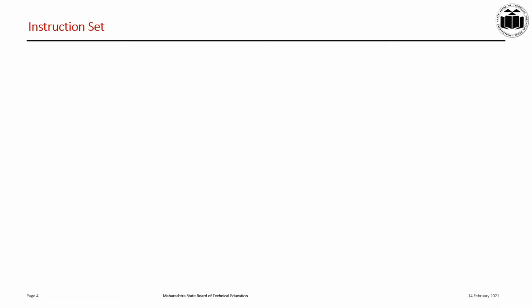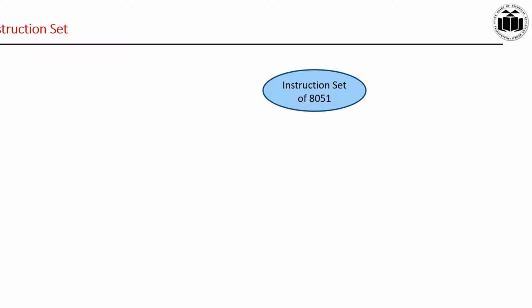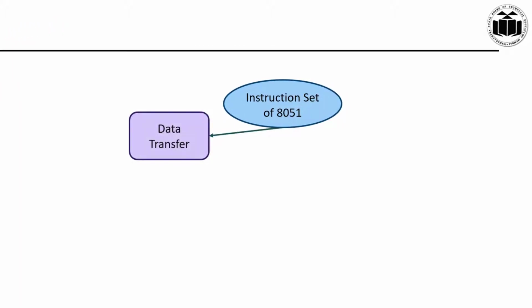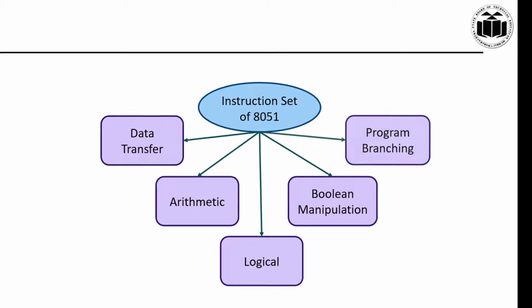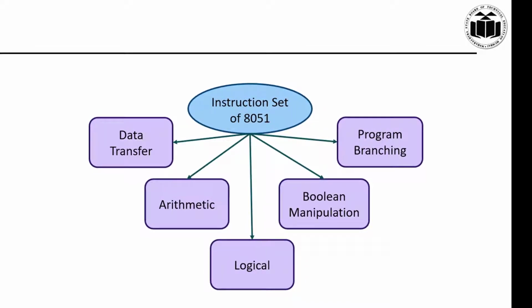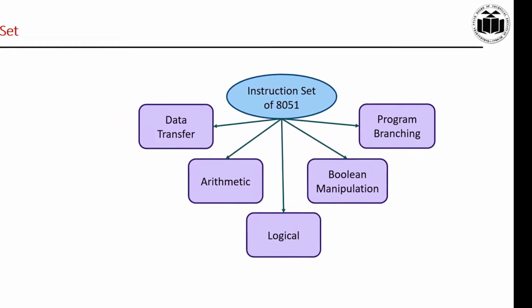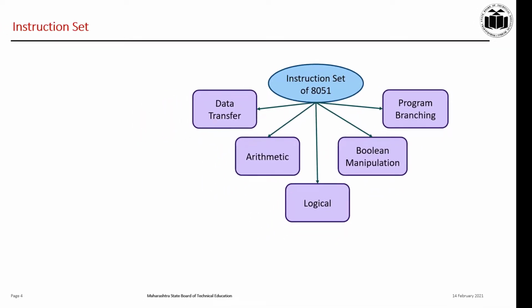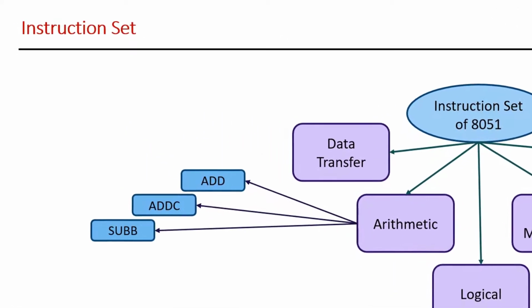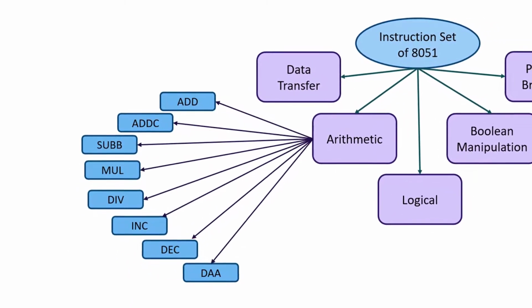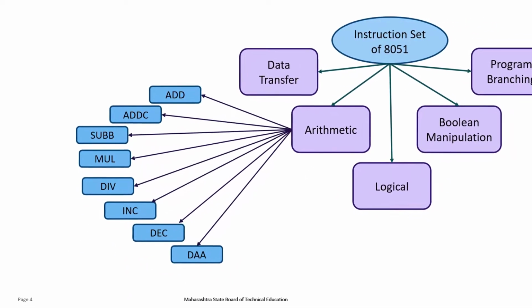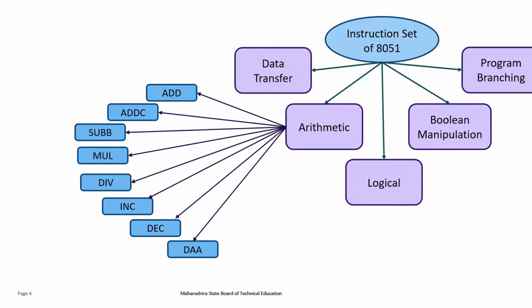Instruction set of 8051 microcontroller is having 5 types of instructions: data transfer instructions, arithmetic instructions, logical instructions, Boolean variable manipulation instructions, and program branching instructions. In the previous lecture, we had learned about various data transfer instructions. Today, we will discuss arithmetic instructions: ADD, ADDC, SUB, MUL, DIV, INC, DEC, DAA. All these instructions fall under arithmetic category.